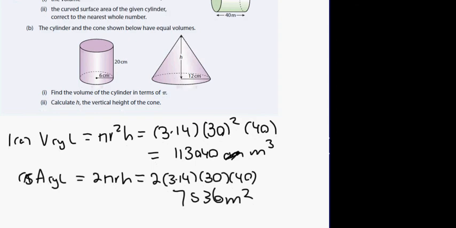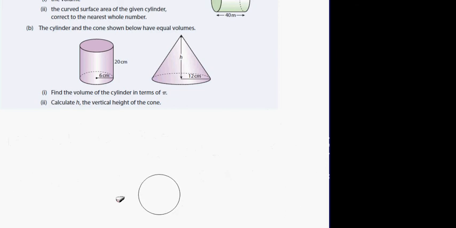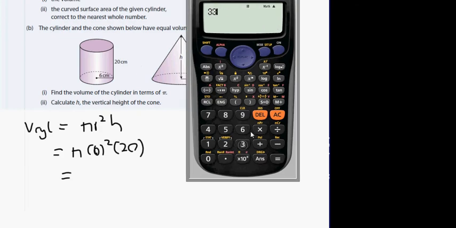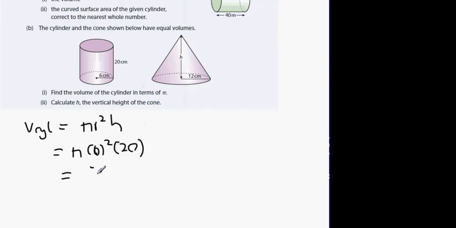Now we're on 1B. The cylinder and the cone above have equal volumes. Find the volume of the cylinder in terms of pi. Well, the volume of the cylinder is, once again, pi r squared h. It is going to be pi times 6 squared times 20. 6 squared is 36, or you just put it on the calculator. Pi times 6 squared times 20 equals 720 pi.